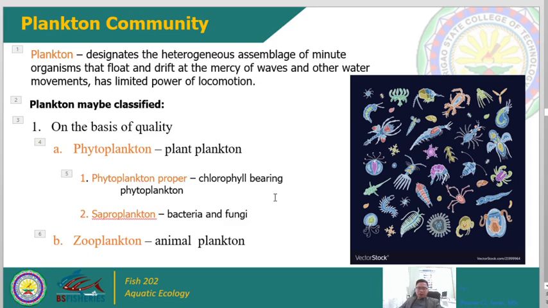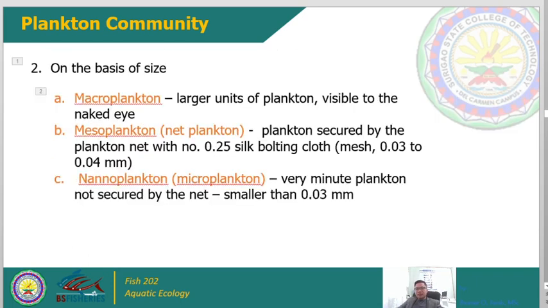Phytoplankton proper, the chlorophyll-bearing phytoplankton, are those planktons that can process photosynthesis and produce their own food. Ang mga saproplankton are bacteria and fungi, those we classified earlier as saprotrophs, the microscopic eaters or micro-consumers. So from the word sapro, they are basically bacteria and fungi. Okay? So those are the two classifications of plankton according to quality.